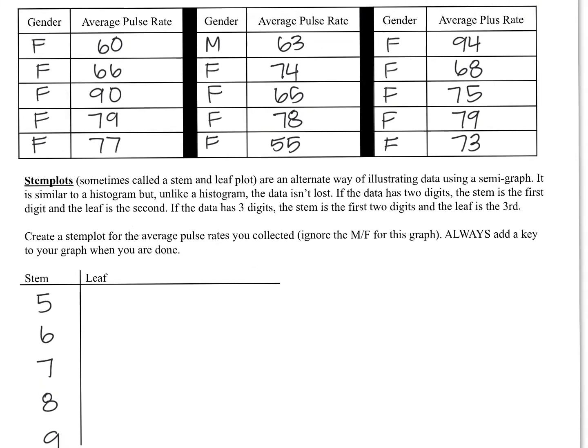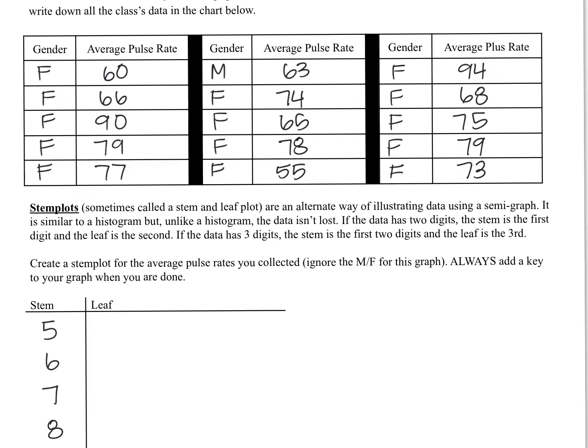Now I'm going to fill in the ones place of every value that fits in that range. There was only one person whose heart rate was in the 50s, and theirs was a 55, so I just write a 5. Next, I move on to the 60s. So we had a 60, so I'm going to put 0. Then we had a 63, a 65, and a 66.